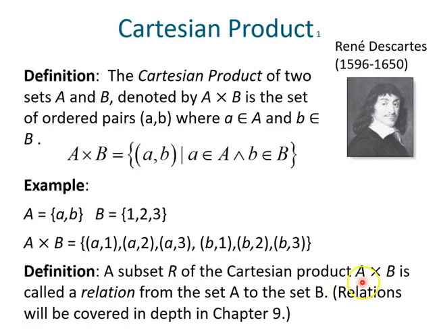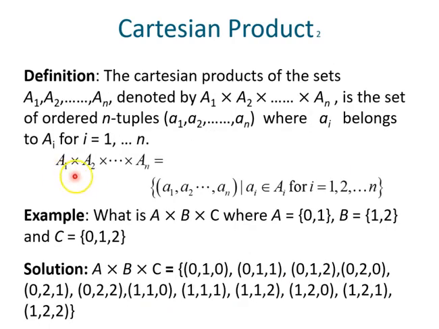A subset R of the Cartesian product A times B is called a relation from the set A to the set B. Different subsets will define different relations from A to B. The Cartesian product of n sets, A1 times A2 times and so on times An, is the set of all n tuples such that the ith entry of the n tuple belongs to the ith set for i from 1 to n.